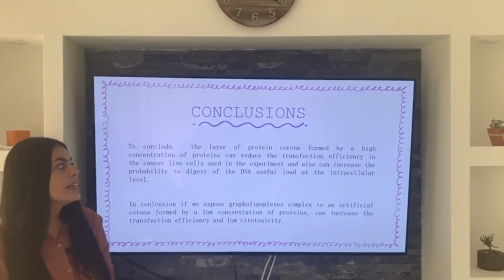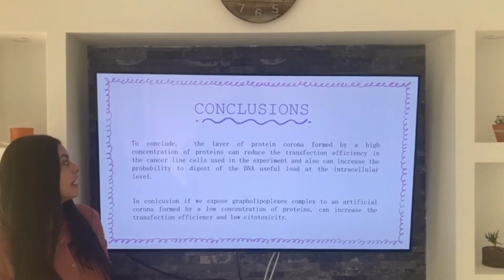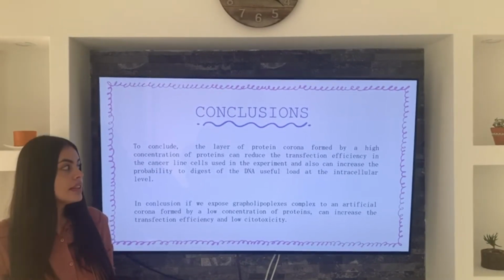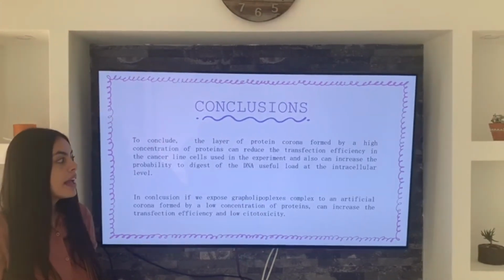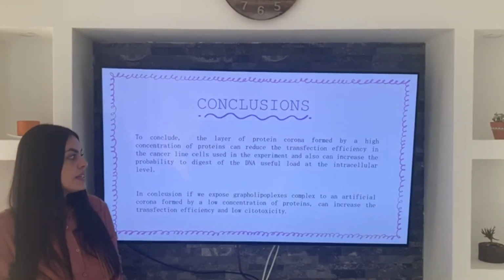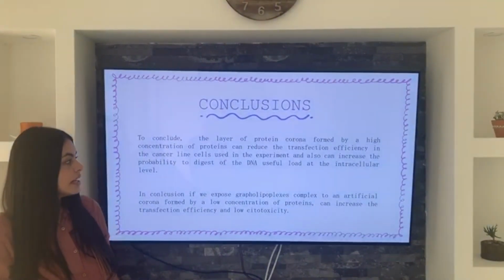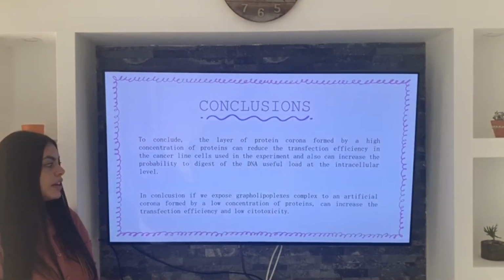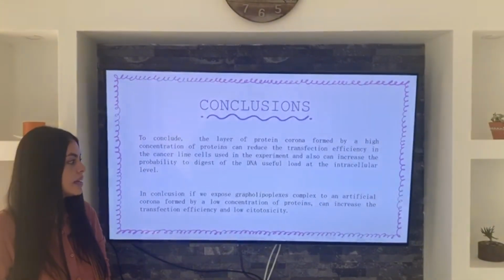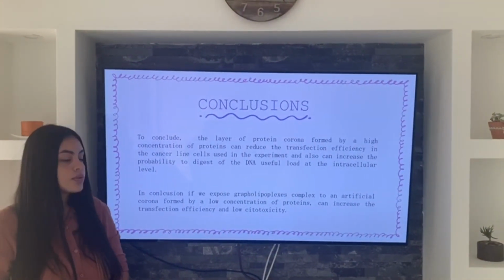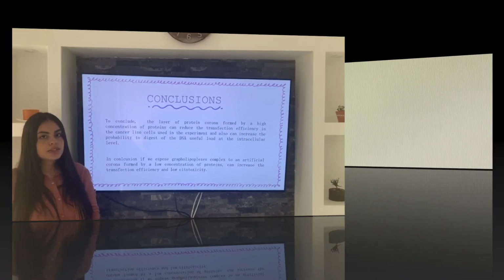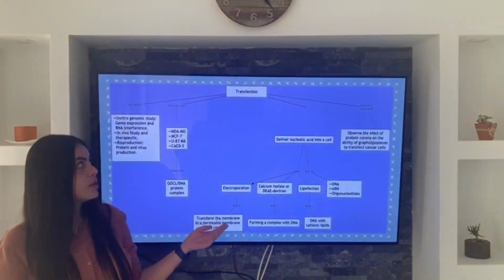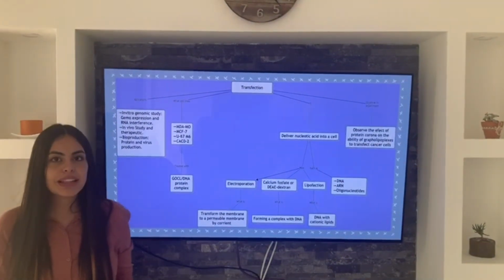Finally, to conclude, the layer of protein corona formed by a high concentration of proteins can reduce the transfection efficiency in the cancer cell lines used in the experiment, and can also increase the probability of DNA digestion in the blood and at the intracellular level. And in conclusion, if we expose the grapholipoplexes complex to an artificial corona formed by a low concentration of proteins, it can increase the transfection efficiency and lower cytotoxicity. So this is a concept map about the transfection, and the link is below, so that's it.